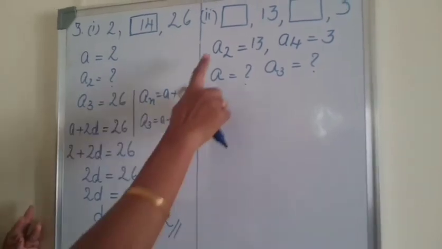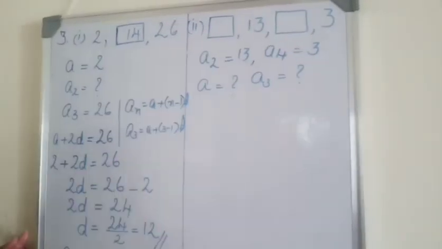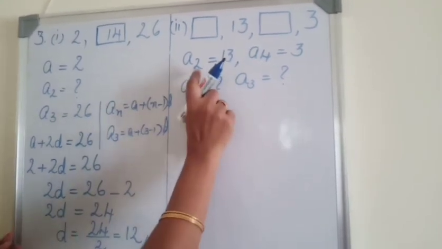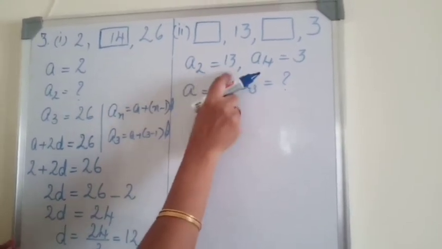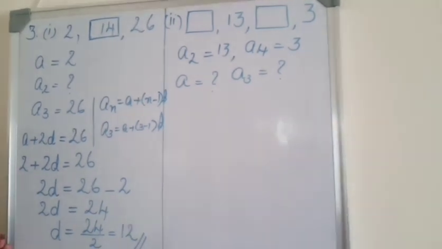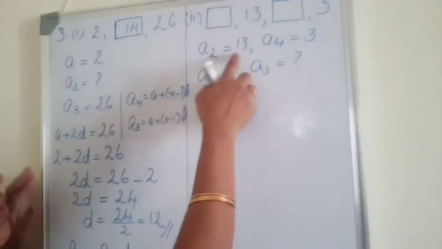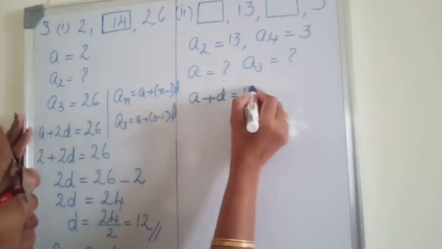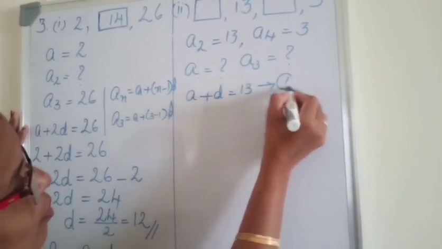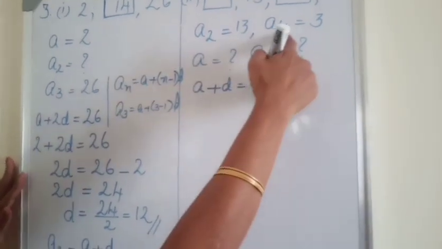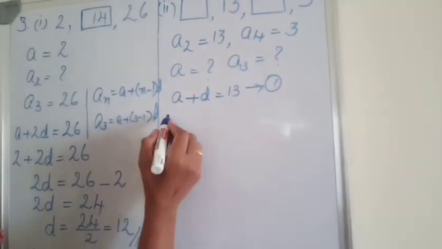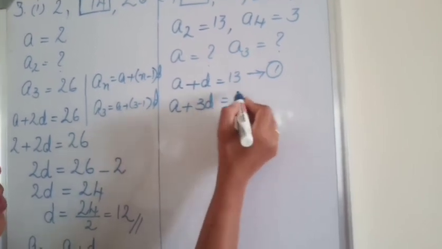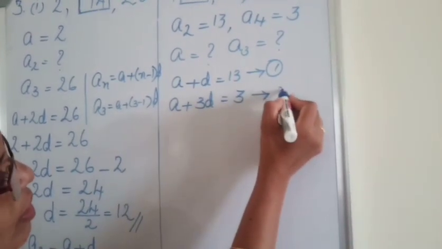So in an AP, when two terms are given, what we have to do is write the formula and expand it. So how can we write A2? A2 is nothing but A plus D. So A2 can be written as A plus D is equal to 13. You write it as equation number 1. How will we expand A4? A4 is A plus 3D is equal to 3. This is equation number 2.